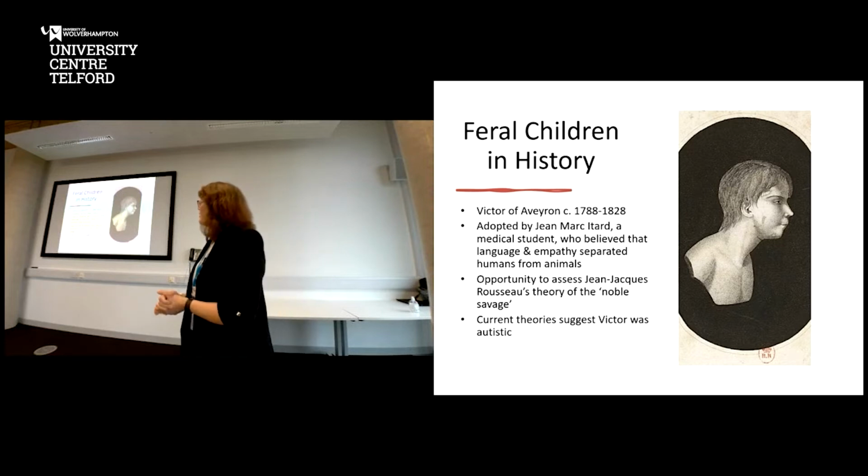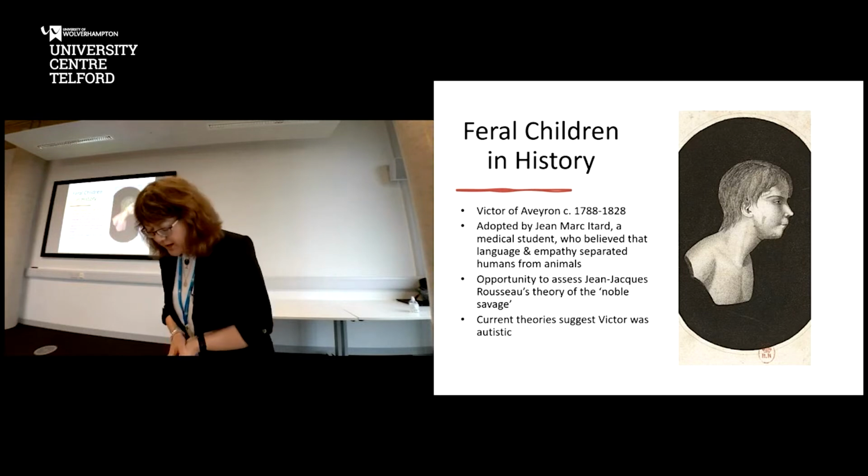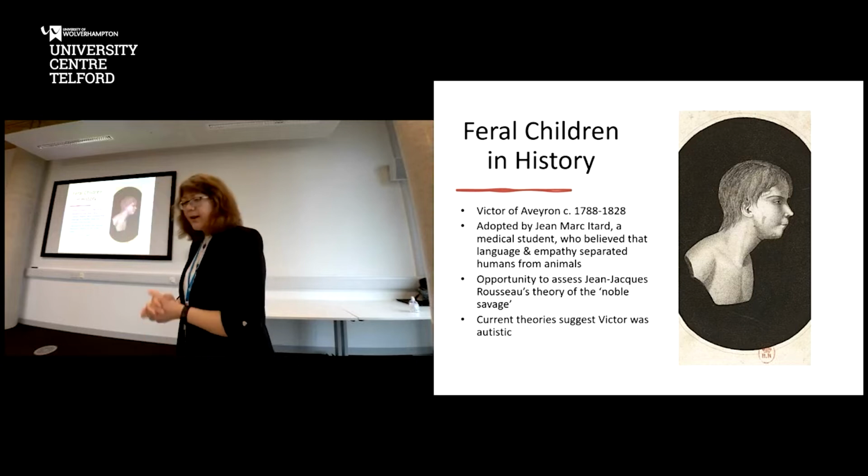So we then leap forward to approximately 1788. It was about 13 when he was found, so sort of 1790-ish. And this was Victor of Aveyron in France. And he was discovered in the woods, and they managed to capture him. He then ran away again, they caught him again. I think he ran away quite a few times.